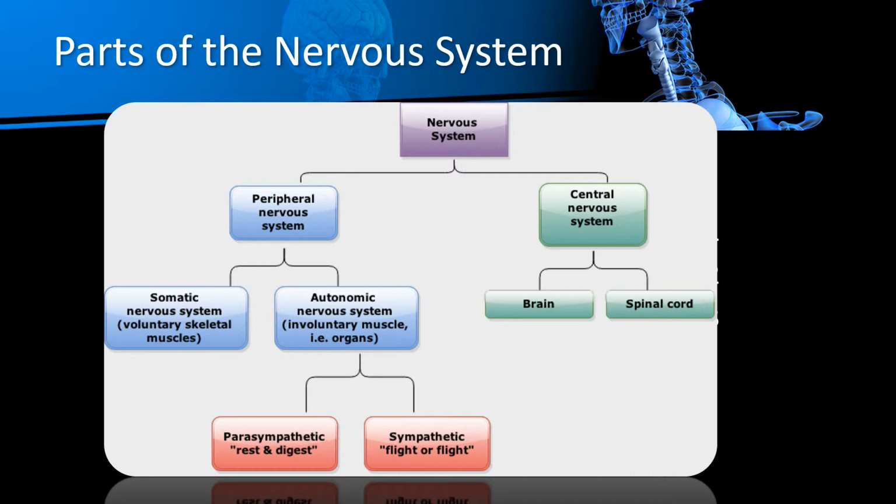On the other side of the spectrum, we have the central nervous system, which is what everybody considers the nervous system because it is composed of the brain and the spinal cord.